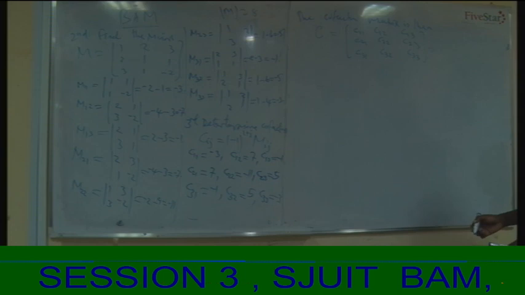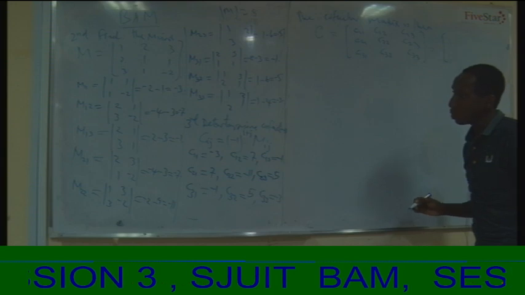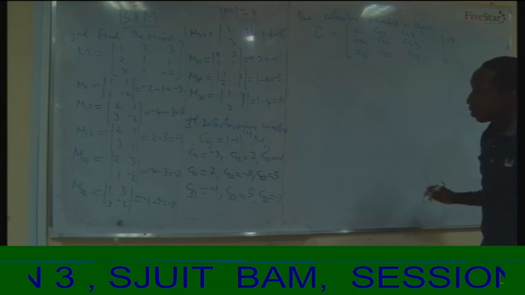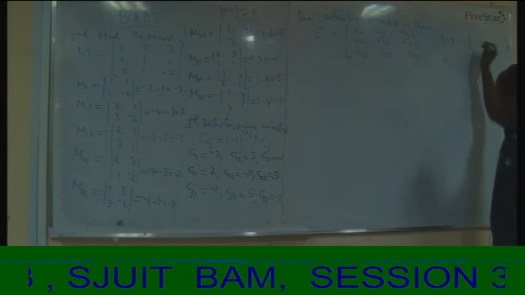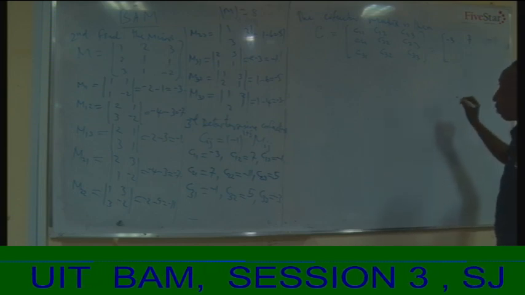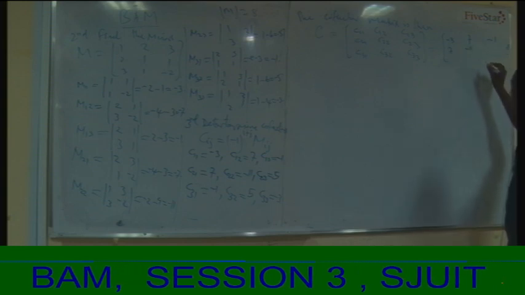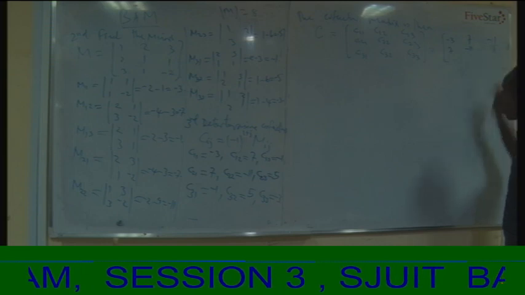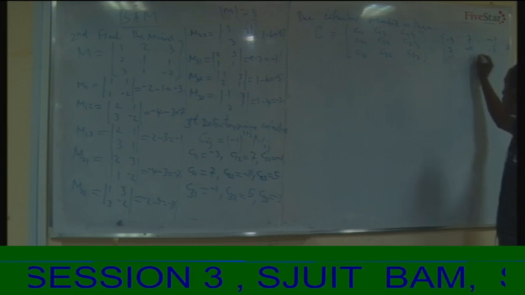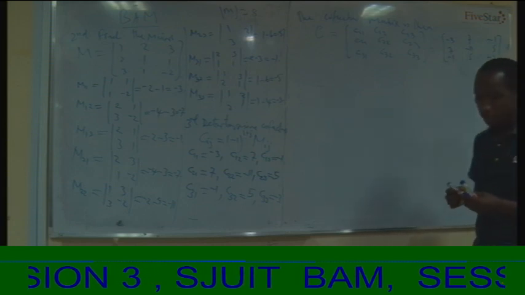We can just take the values from what we have obtained. C11 is negative 3, so you can just put negative 3. C12 is 7, C13 is negative 1, C21 is 7, C22 is negative 11, C23 is 5. Coming to the last row, we have negative 1, 5, and negative 3. So this is the cofactor matrix.